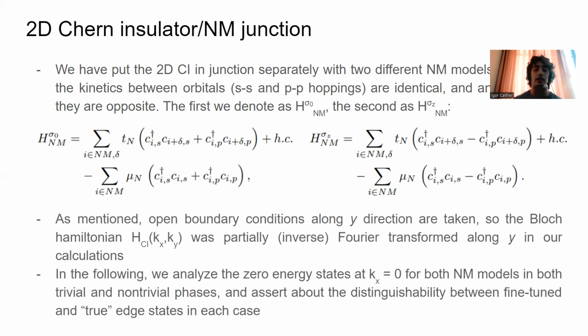So as I mentioned, open boundary conditions are going to be taken along y. So the block Hamiltonian that I've shown in the last slide was partially inverse Fourier transformed before we did our calculations. So in the following, I'm going to show the results where we set kx equals 0 and varied the chemical potential of the normal metal and investigated whether or not the fine-tuned states were distinguishable from the true topological edge states, which have, as I mentioned, the same S and P components.